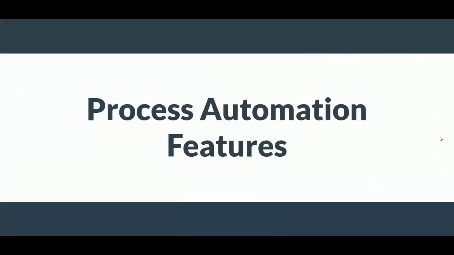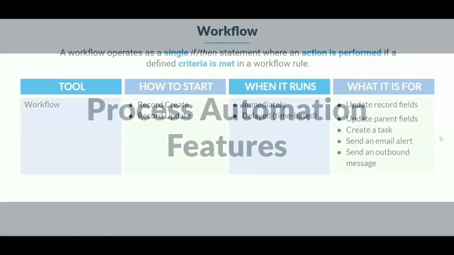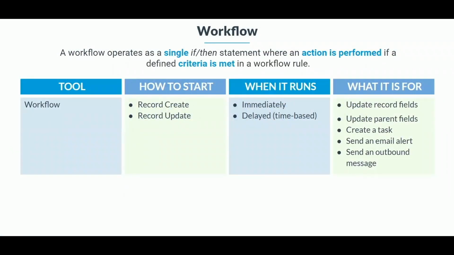Let's start with an overview of the 4 process automation tools, and then we'll take a closer look at each specific tool and how it can be used. Let's start with workflows. Workflows are one of the earliest automation tools Salesforce created, and they're no longer widely used, but you may still come across them, especially if you have an older org. One of the main use cases for workflows today is to send outbound messages without having to write code. Now, workflows are triggered by making a simple if-then decision that's made after a record is created or updated.